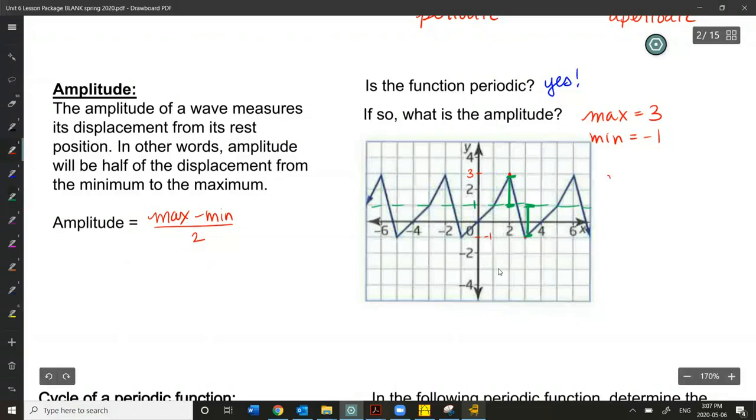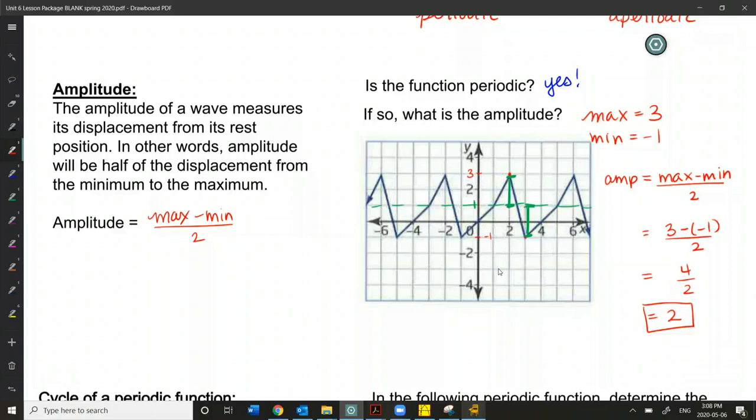So I should expect, if I were entering this into the formula that I showed you to the left here, that my amplitude will come out giving me a value of 2. So if we do max minus min over 2, we get 4 over 2, which gives us an amplitude of 2.